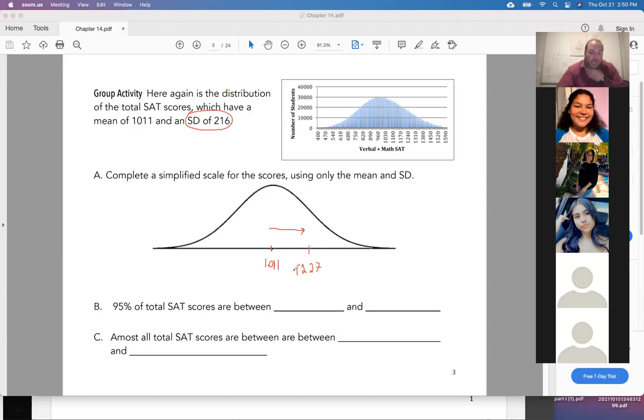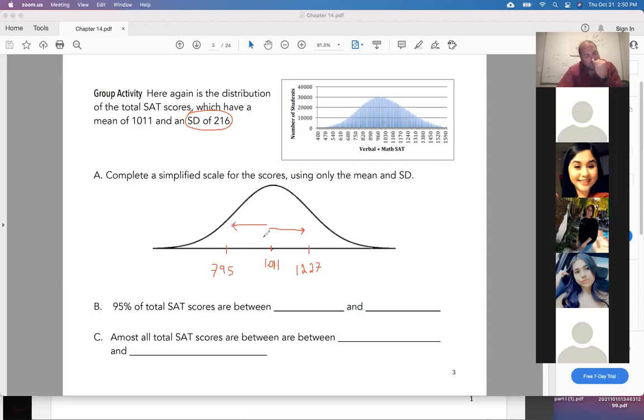Okay. So 95% of scores are between what two numbers? Would it be 795? I would say 579 and 1,443. 579 and 1,443 is what I got on my calculator. 2 deviations up, 2 deviations down.